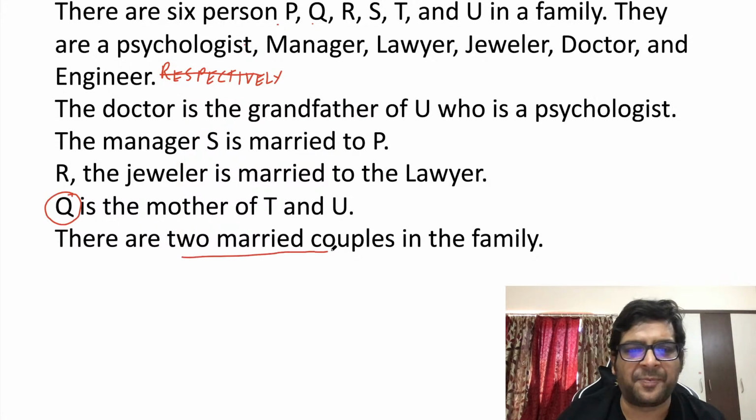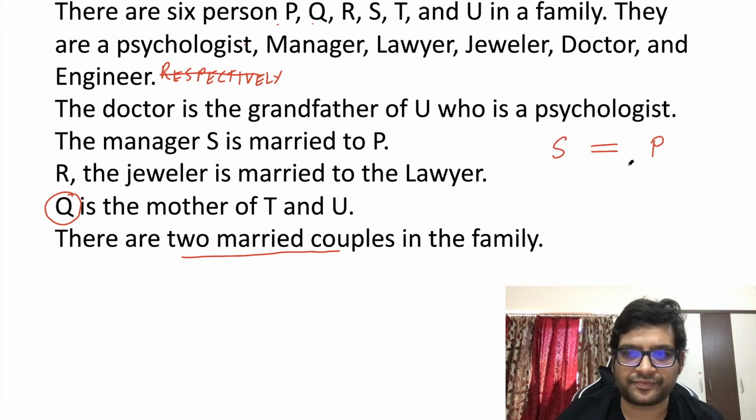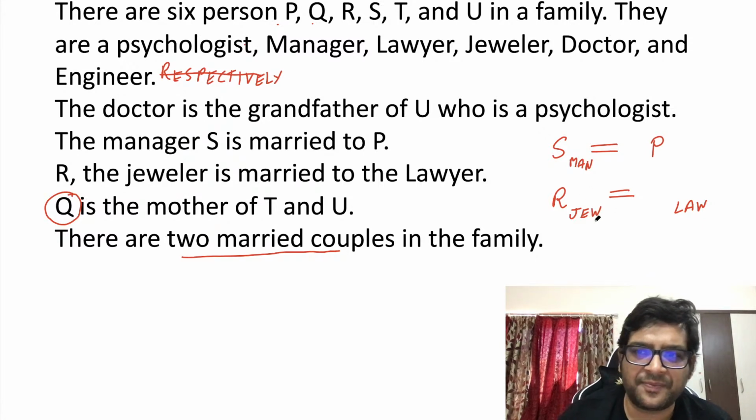There are 2 married couples in the family. So who are the 2 married couples? That's what you need to figure out. The manager S is married to P. I don't know the male or the female. R, the jeweler, is married to the lawyer. So these are my 2 married couples.